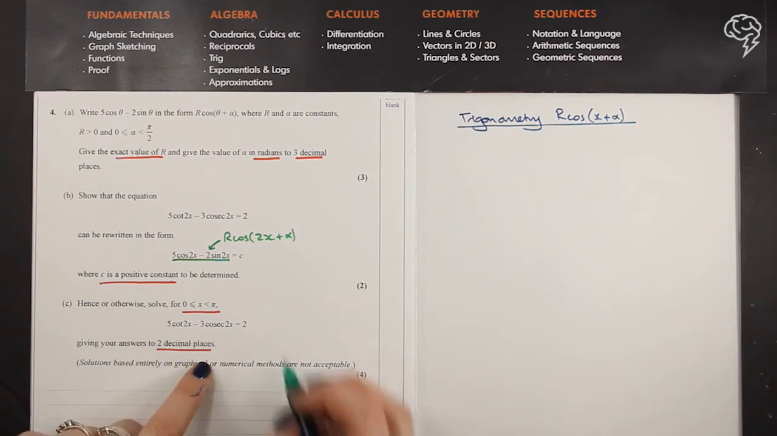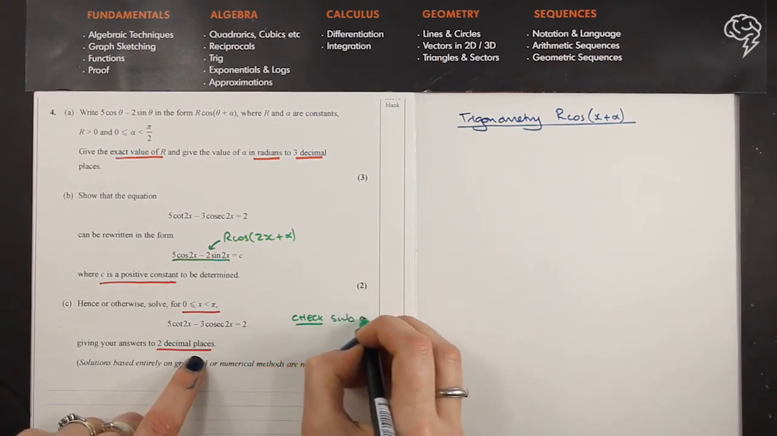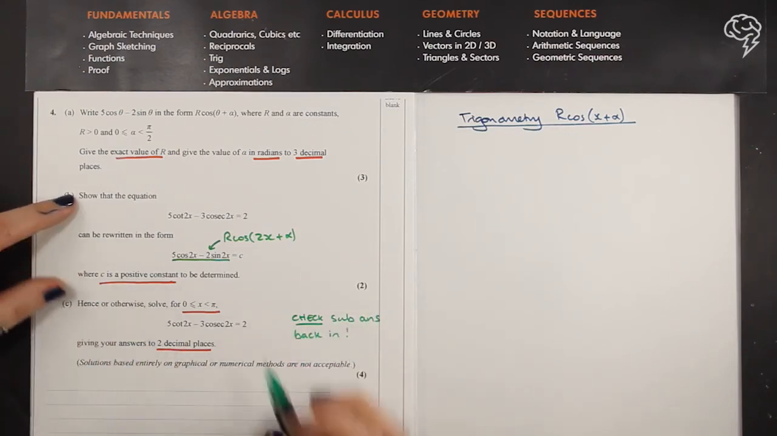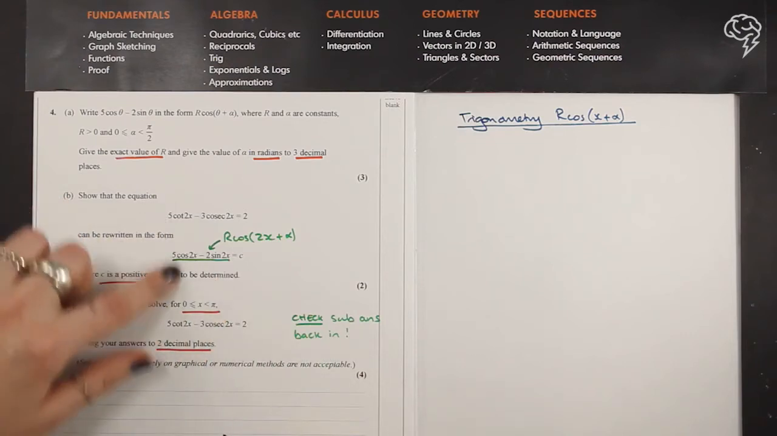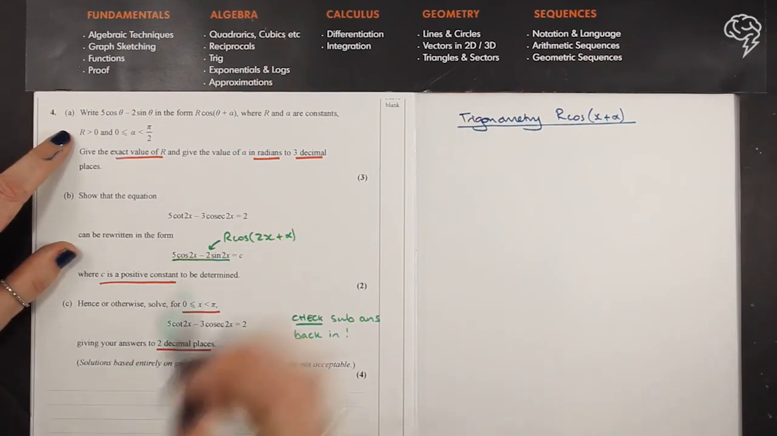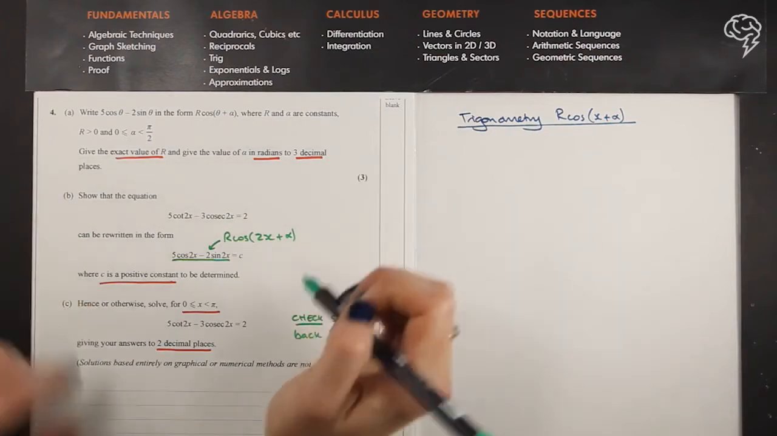Well, when we're solving an equation, an obvious check that we can do is to sub the answers back in and see if they work. This one is a show that, and we're going to get a positive constant here, so that we'll know that one's worked. And this one is a really good idea to check, because a mistake here is going to cost accuracy marks here. So this is easy to check.